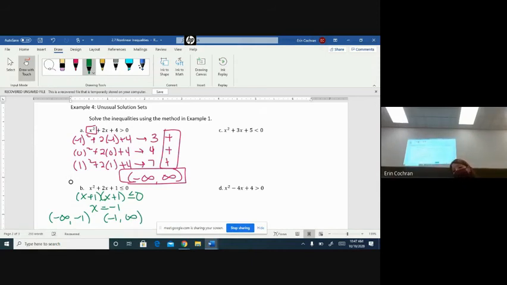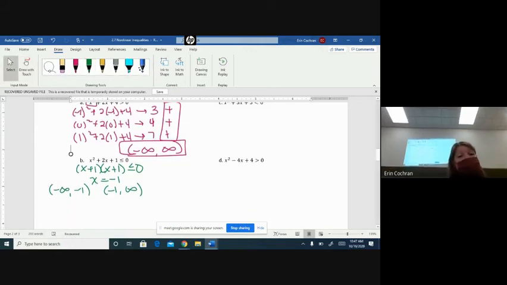Are you guys okay with that? Now, could you plug in values? Give me a number that's in between -infinity and -1. -2, right? So let's plug that in. What's -2 squared plus 2 times -2 plus 1? What did we get? I'm sorry. 1, okay.